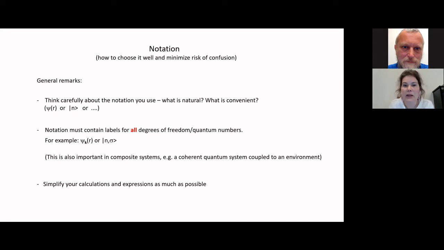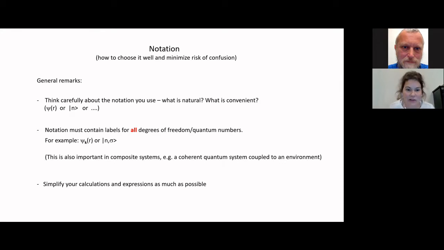This is particularly important when we're going to study composite systems. With that, I mean that there is a coherent quantum system described by a Hamiltonian, which is coupled to an environment of some sort and which can exchange energy with this environment. Then you need to tell what state the system is in, and also simultaneously what state the environment is in. So you need notation for both.